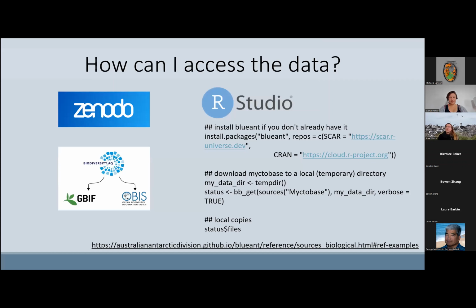So you can access the data in a couple of different ways. It's currently up on Zenodo, GBIF and OBIS. You can also access the data using R if you install and use the Blue Ant package, which I thank and acknowledge Ben Raymond for setting up. So I can have this slide sent around, or just the code or the link below if you're interested in doing that. And we will continue to update the database as we get more data.